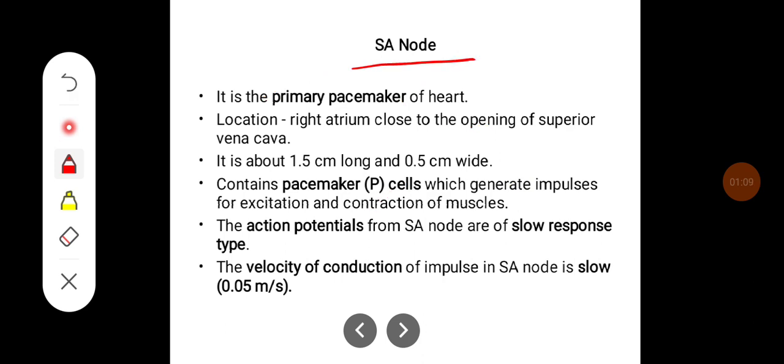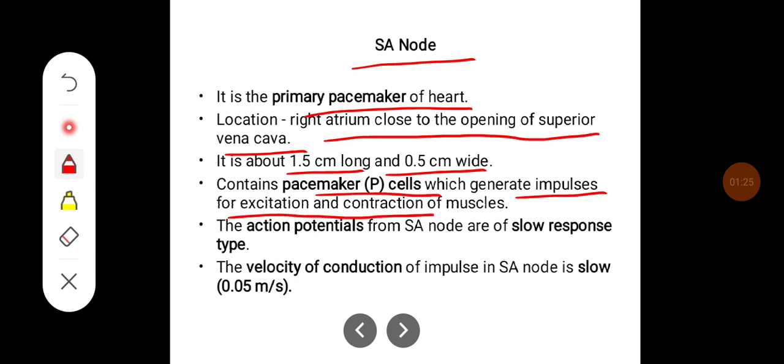SA node. It is the primary pacemaker of the heart. It's located in the right atrium close to the opening of the superior vena cava. It is about 1.5 centimeter long and 0.5 centimeter wide. It contains pacemaker cells which generate impulses for excitation and contraction of muscles. The action potentials from the SA node are of slow response type, and the velocity of conduction of impulse in the SA node is slow, that is 0.05 meters per second.